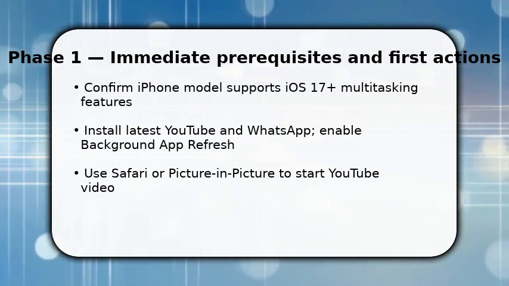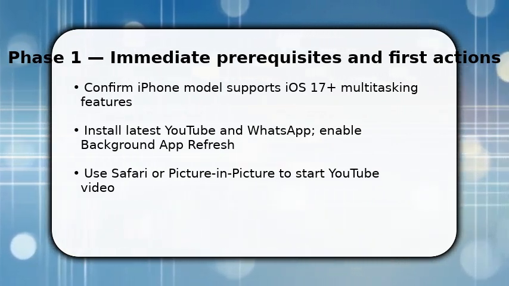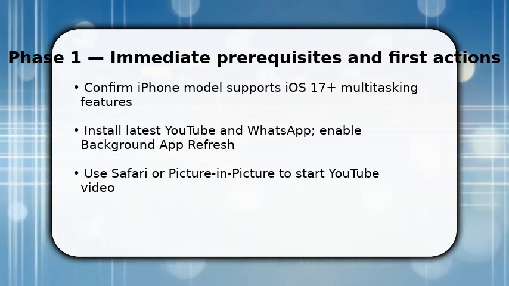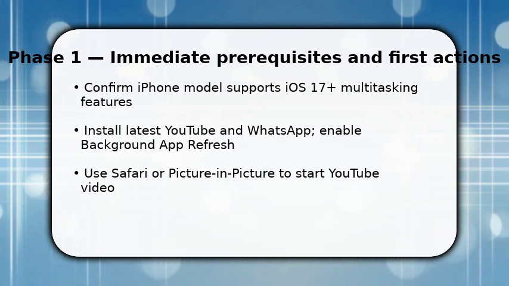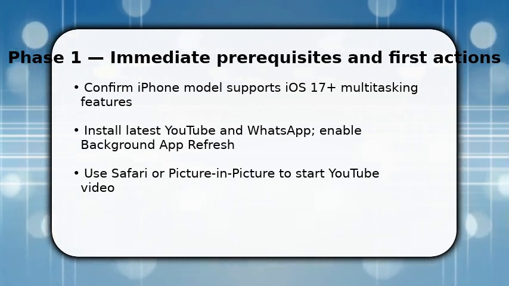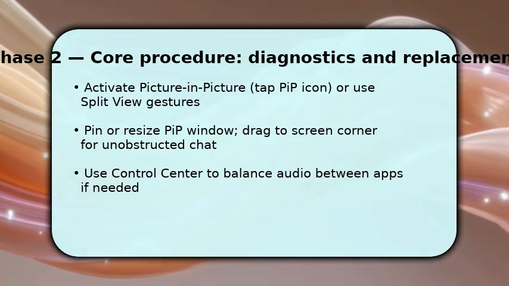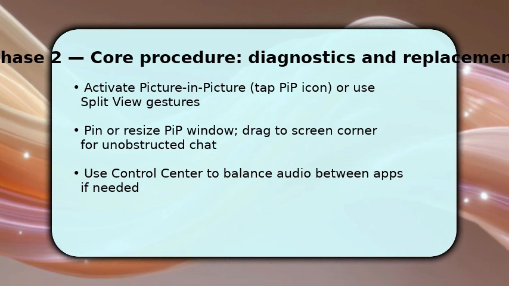You want both apps active, YouTube in picture-in-picture or Safari tab, and WhatsApp for messaging. Doing this sets the stage, so you can view video and chat without constant app switching. Once done, enable picture-in-picture by tapping the Pi icon or using Safari's video controls.